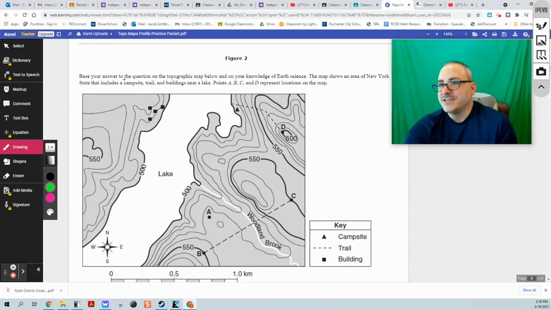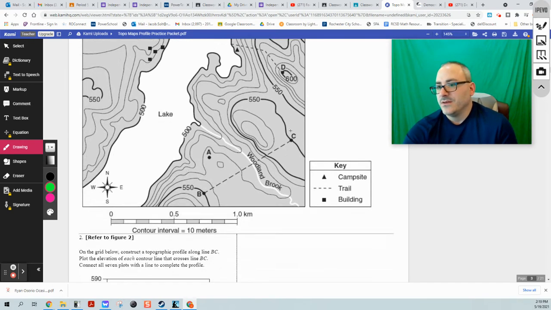Figure 2. Base your answer to the question on the topographic map below and on your knowledge of Earth science. The map shows an area of New York State that includes a campsite, trail, and buildings near a lake. Points A, B, C, and D represent locations on the map. There's A, there's B, there's C, there's D.